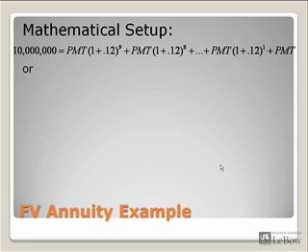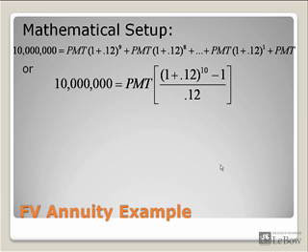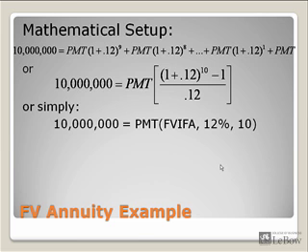Another way to set this up is to use our future value of an annuity formula that we derived. Again, 10 million is our future value, payment is our unknown, and we have inputted our interest rate and our N in the appropriate spots in our interest factor. We could simply use the simplified version of the future value interest factor formula. That is stating that 10 million is equal to the payment times the future value interest factor at 12% interest for 10 periods.